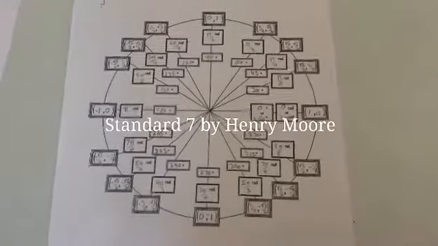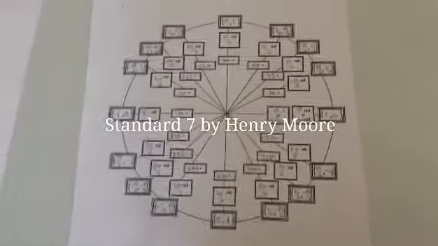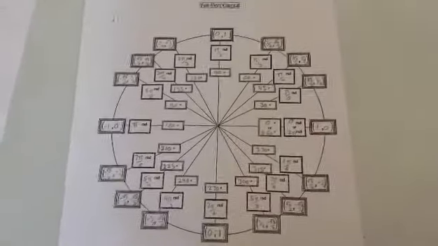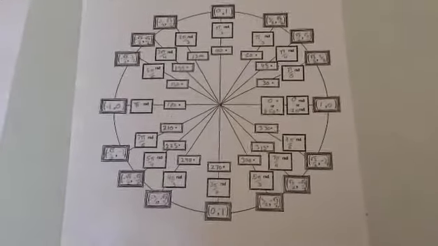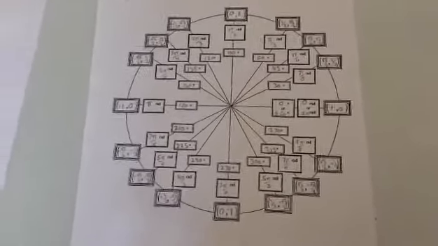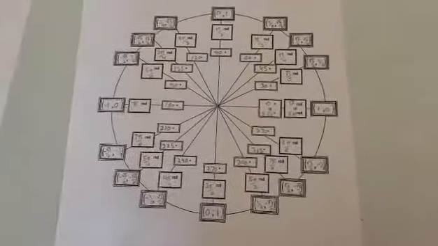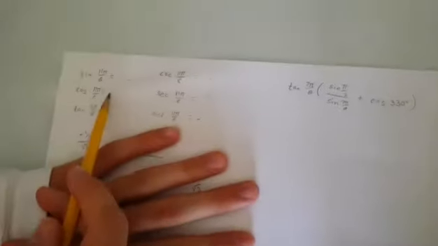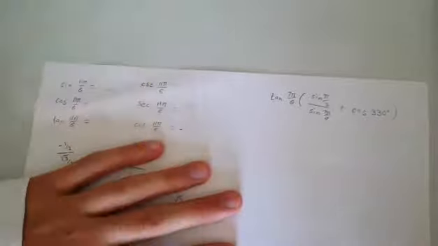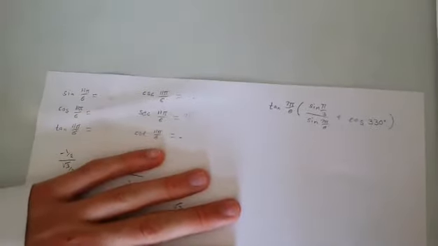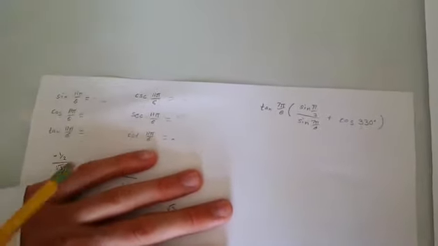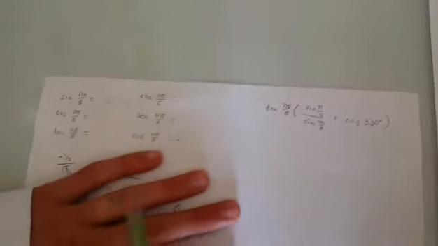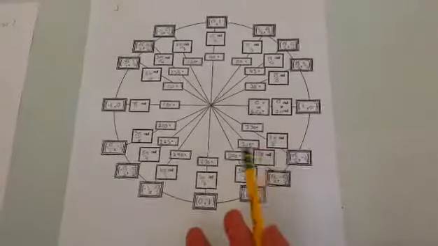This is Henry, and I'm going to be teaching you Standard 7, which involves finding the exact values of trigonometric ratios for each angle on the unit circle. So our first problem is going to consist of sine 11 pi all over 6 all the way to cotangent 11 pi over 6, and we're trying to find the exact value of each of these trigonometric ratios, total of 6. So first, we're going to refer to our unit circle here.